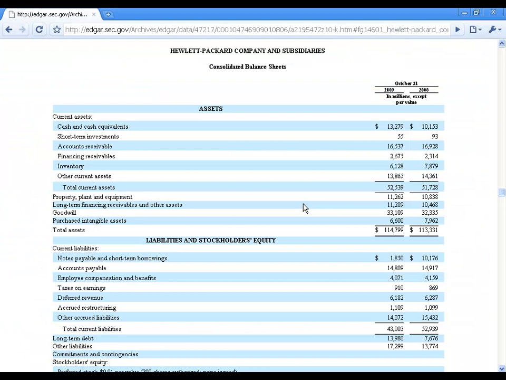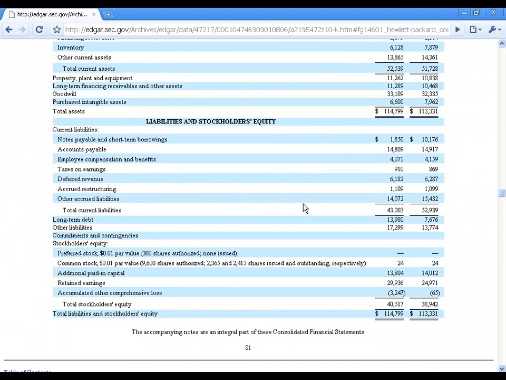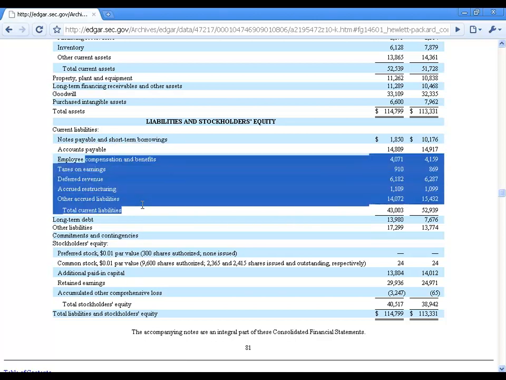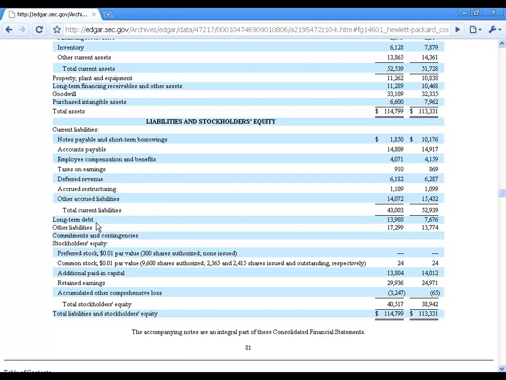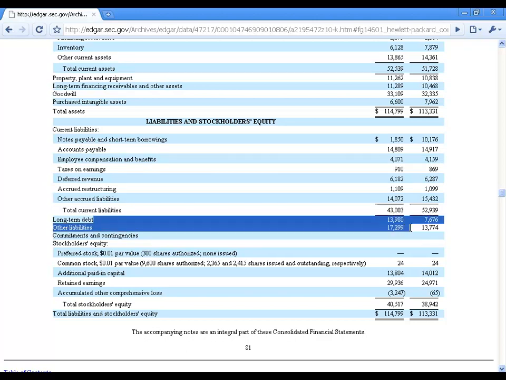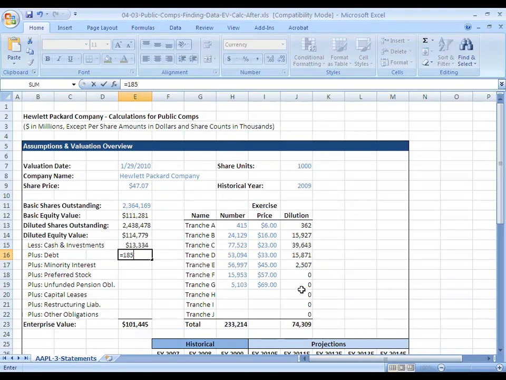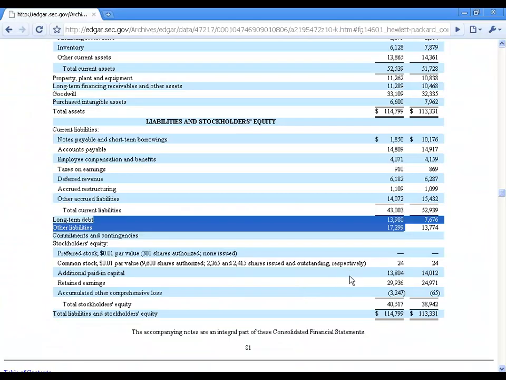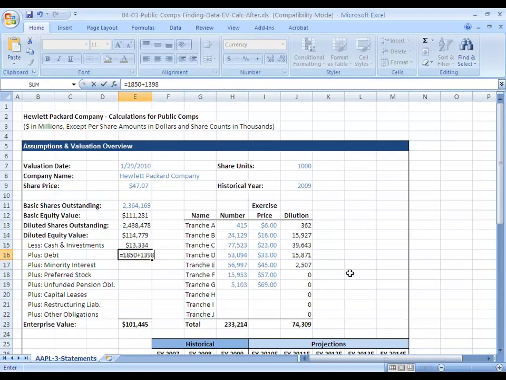Now on the debt side, let's go over to the other side in the balance sheet. So we have notes payable and short-term borrowings. That's definitely debt. The rest of the items are not debt. And then we have long-term debt here and then other liabilities. So let's add in notes payable and then other long-term debt. So we have 1850 plus 13,980.